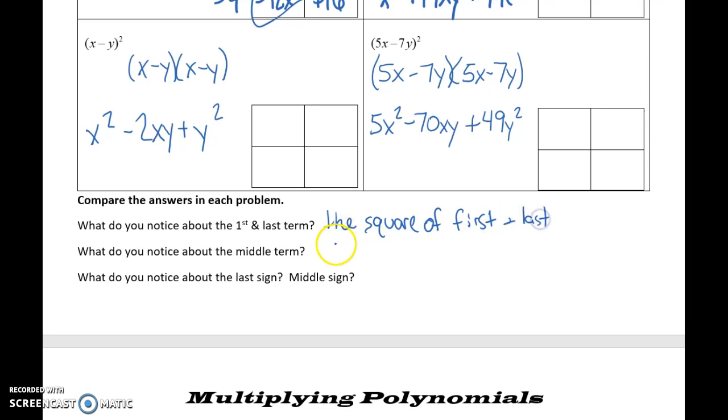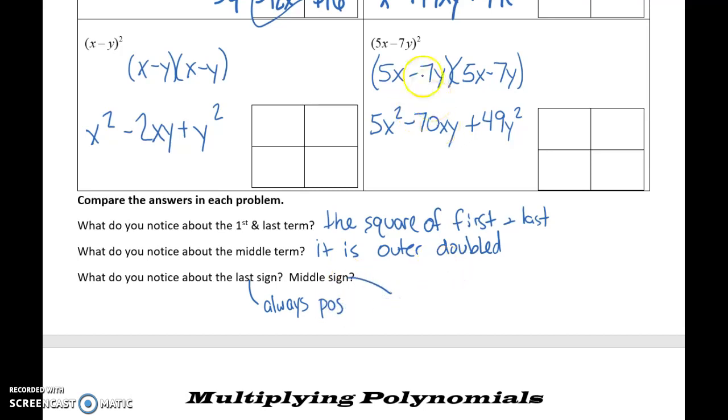And what do you notice about the term in the middle? And that's what I was just pointing out. It is outer and then doubled, or inner and doubled. Basically, your outer and your inner, your OI as I call it, are the same, so that's going to be doubled. And what do you notice about the last sign? It is always positive. Of course, if you are multiplying something by itself, that is always going to be positive.